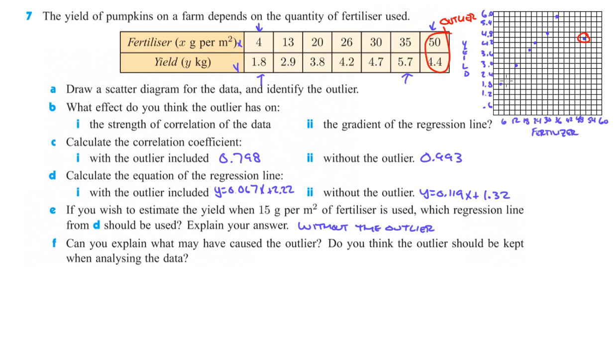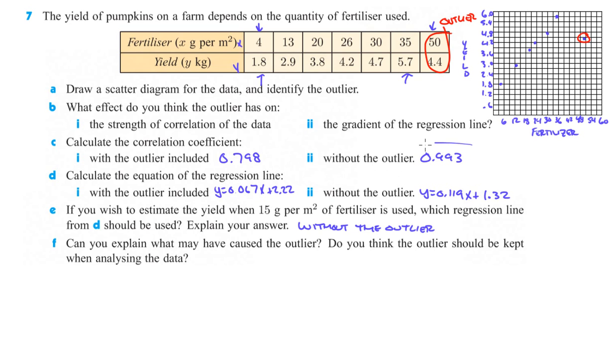Can you explain what may have caused the outlier? We talked about that already. If you over-fertilize, it might end up starting to kill the crops off, because you can have too much of a good thing. Do you think the outlier should be kept when analyzing the data? As long as the data is between 0 and 35, I would get rid of the outlier. If you start going past that, you're going to have to come up with a whole different equation. Honestly, I don't think the regression line with the outlier included is going to help for anything.